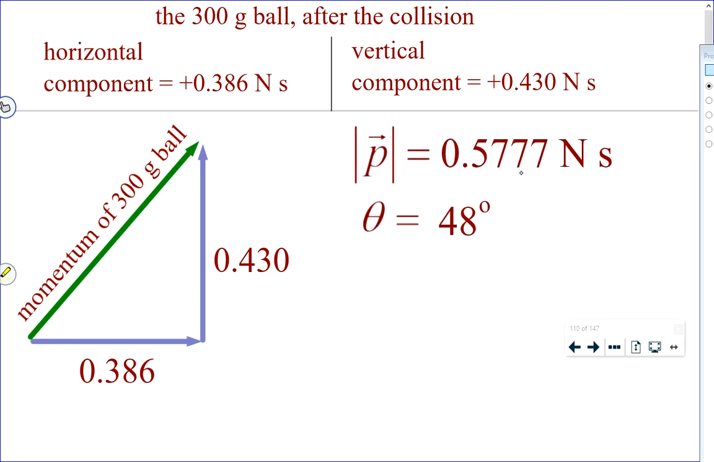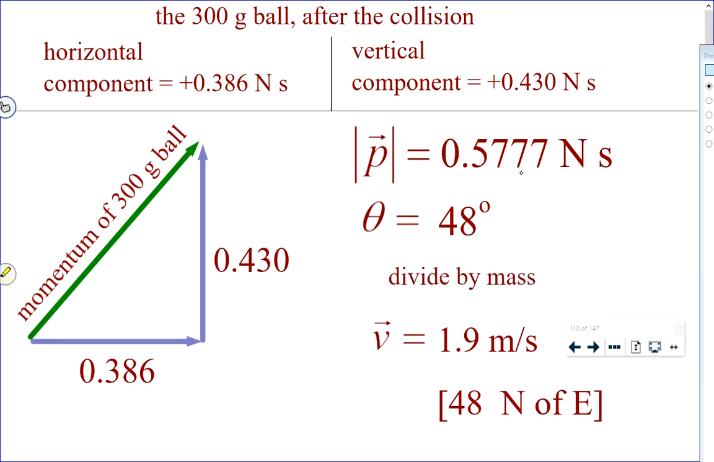When I use the Pythagorean theorem, I get 0.577 newton seconds for the magnitude of the momentum of the 300-gram ball afterwards. And when I use trigonometry, specifically tangent of theta equals opposite over adjacent, I get 48 degrees. Of course, you still need to divide that by the mass in order to get the velocity, and we're getting 1.9 meters per second at 48 degrees north of east. If you were to go back and look on page probably 27 or 28 when we did this with a scale diagram, that's pretty much what we got.